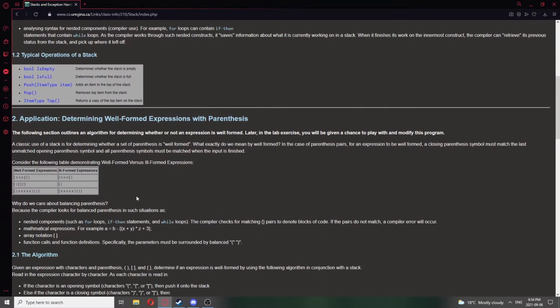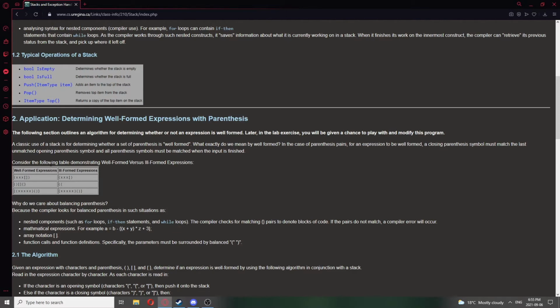So one application that you could use it for is determining well-formed expressions with parentheses. This is going to be a section that outlines an algorithm for determining whether or not an expression is well-formed. When an expression is well-formed, it means that for every opening parenthesis, it has a closing parenthesis of the same type in the right order. So if you had a square bracket, parenthesis, closing parenthesis, closing square bracket, that would be well-formed. If you had those mixed up, it would not be well-formed.